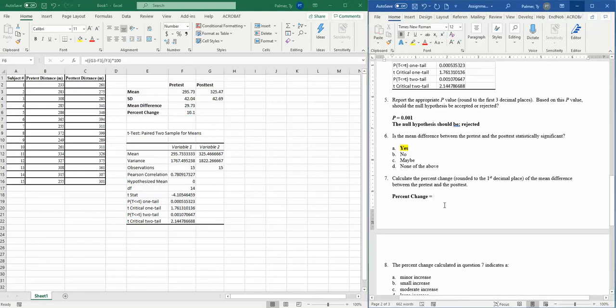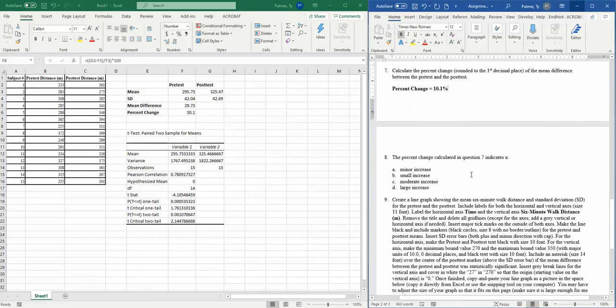So we can include that. That's our answer there. That's our percent change. That's our answer for question 7. So let's report that, 10.1. And then make sure when we report percent change, we express it as a percentage. So make sure to include that percentage sign right after the value.